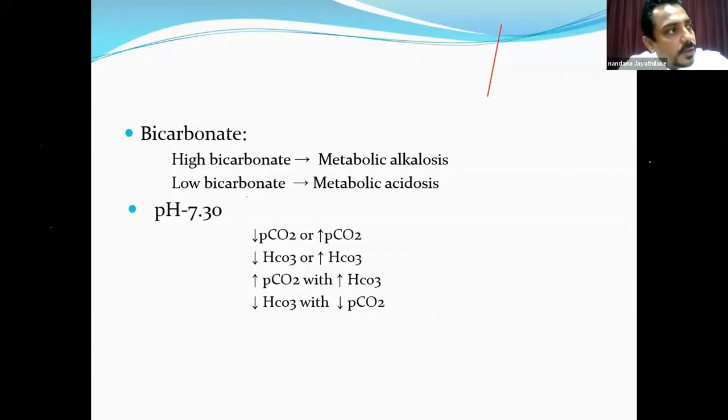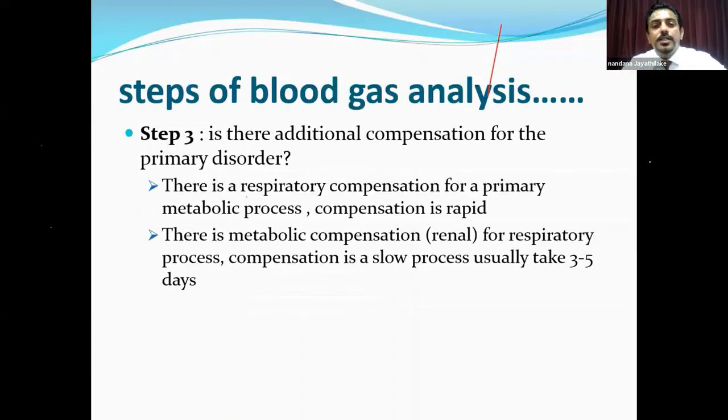Now you know the first steps of blood gas analysis. Now you know how to analyze whether the primary problem is metabolic acidosis, metabolic alkalosis, respiratory acidosis or respiratory alkalosis. Now the third step. This is a bit difficult, but you can understand. Is there additional compensation for the primary disorder? That is what we want to look at.